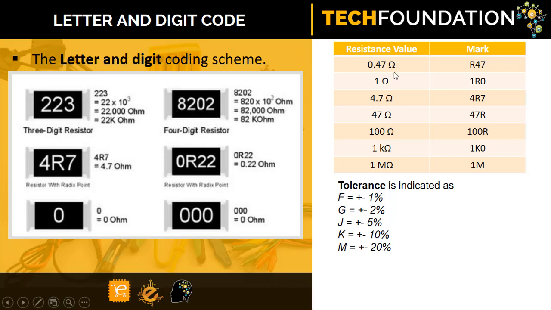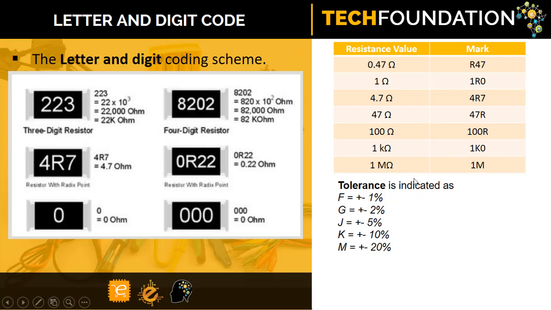Okay, now in this coding system, if we have something like 0.47 ohm, which is usually a fuse resistor, we will write it as R47. 1 ohm becomes 1R0. 4.7 ohm becomes 4R7. So when you see these values, don't get scared. Okay, the meaning is very simple. 100 ohm becomes 100R. 1 kilo ohm becomes 1K0. 1 mega ohm becomes 1M.